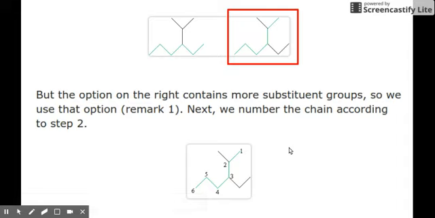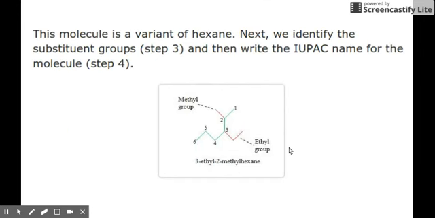Remember, the numbering will only be for the parent chain, not including the branches, because the use of the numbers is for us to locate where the branches are located. And so we're done numbering up to six. Now it's time for us to locate our branches. Our branches are the ones in red. You know that. So the branch on carbon number two is just one carbon. So we name that as methyl.